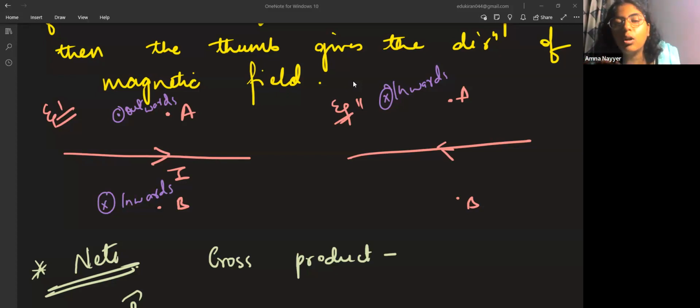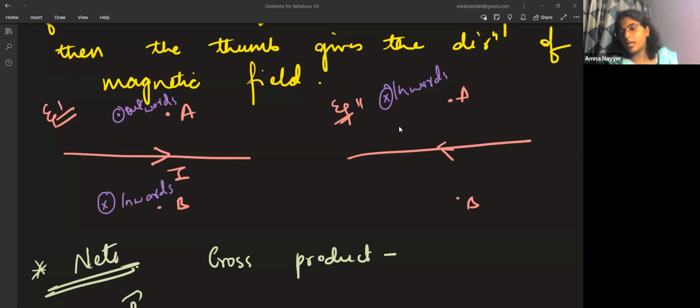So what is the law? Law says that keep your fingers along the direction of current. I kept my fingers along the direction of current, which means your fingertips are pointing towards it. So I have kept it like this. Now point A is located upwards, so I curled it. Thumb gave the direction inside. Now clear above? Yes, ma'am. If it's not clear, I can repeat once more.